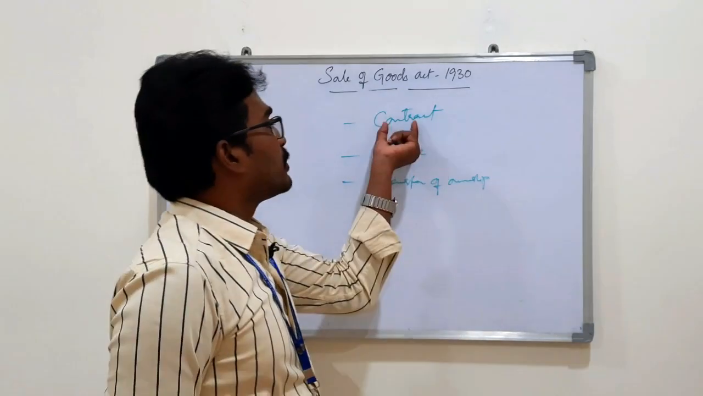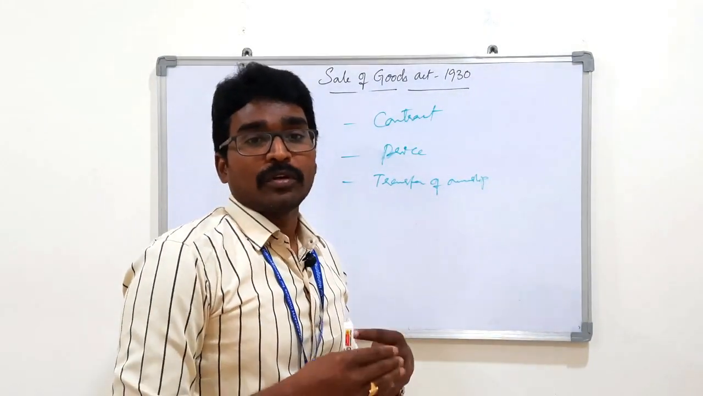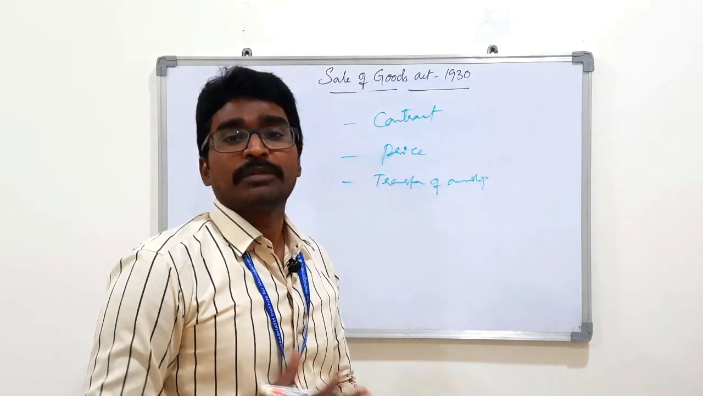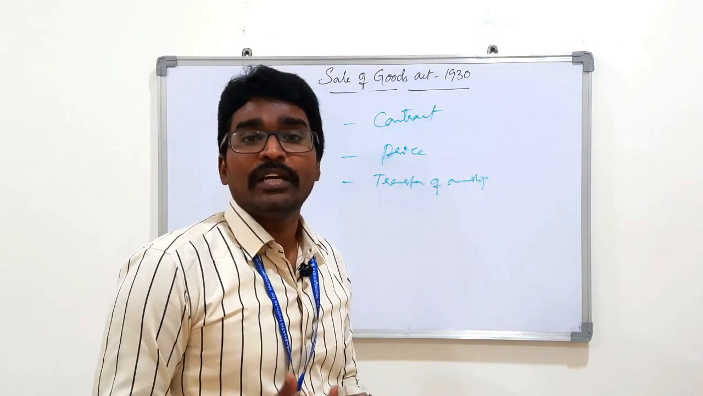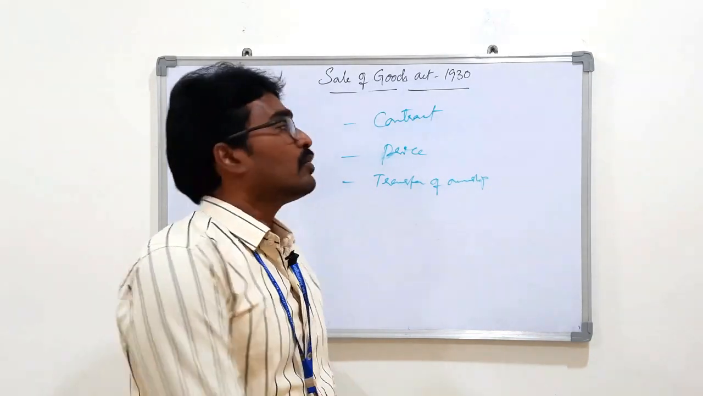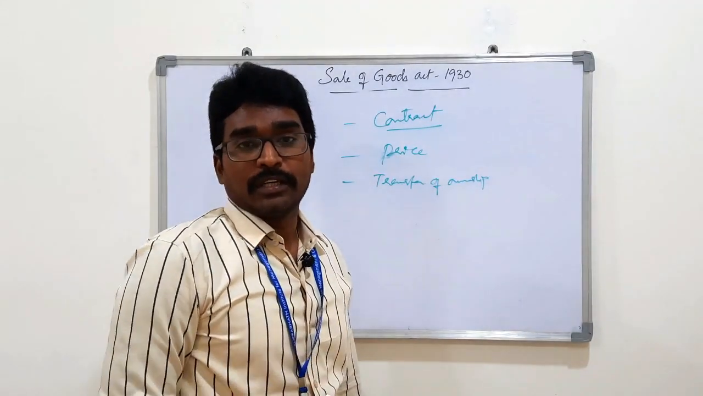Contract. There must be an agreement or a valid contract between the seller and buyer to perform the process of sale of goods. To sell a product, there must be an agreement, an understanding, or a valid contract between the seller and buyer. So in order to sell the goods, there must be a valid contract, which is an essential element in the performance of sale of goods.